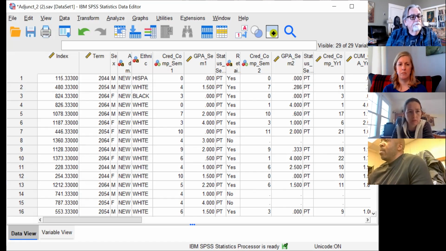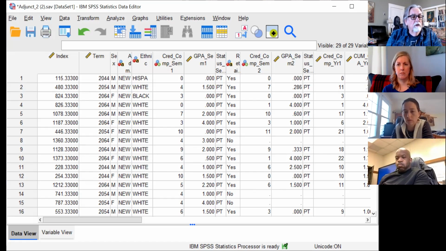But the first two questions of this had to do with simply means and standard deviations for each of the two pre-test measures and the three post-test measures. And if you wanted, you could have done those all at once simply by loading all of those into the program.